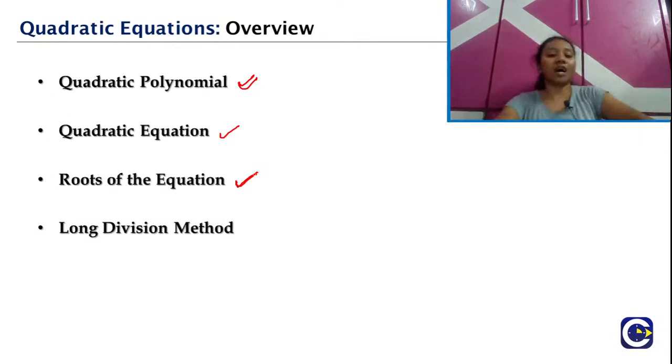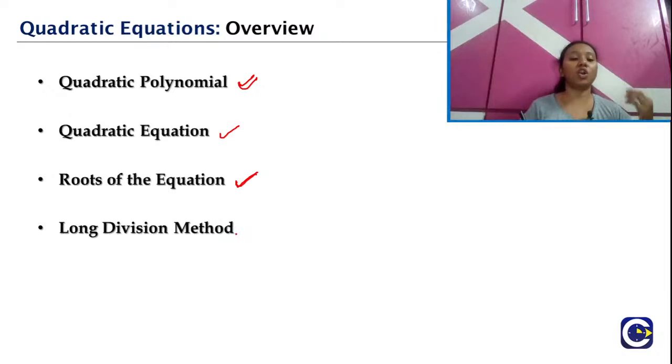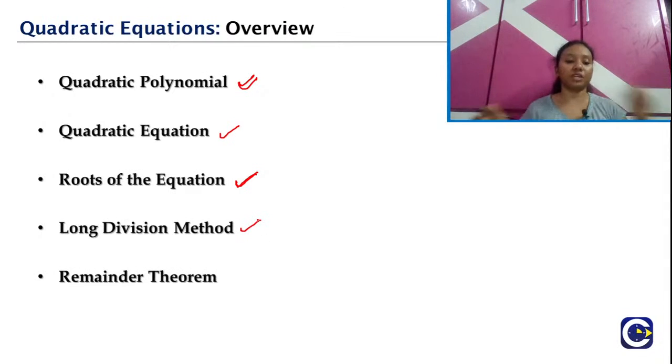After the solution, there is one method called the long division method. If we have two polynomials, one can be divided with respect to the other. How we divide that polynomial is nothing but the long division method. Then we have a theorem here, the remainder theorem. You might have heard about the factor theorem also. While dealing with the long division method, we'll have the factor theorem, and using that itself, we are going to see this remainder theorem also.